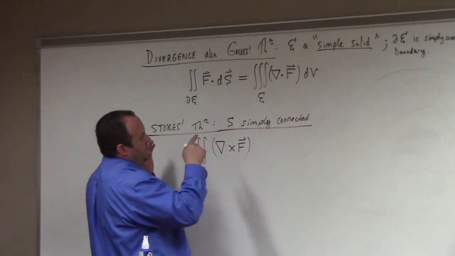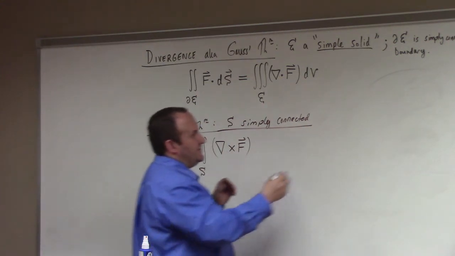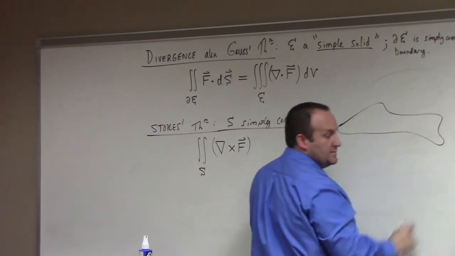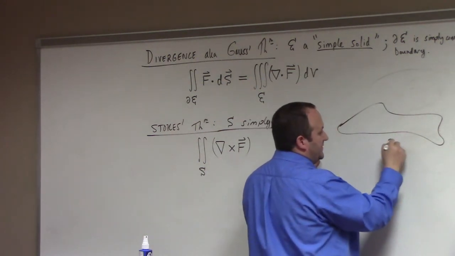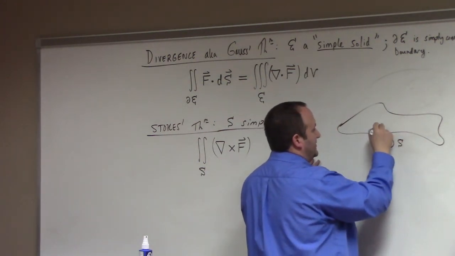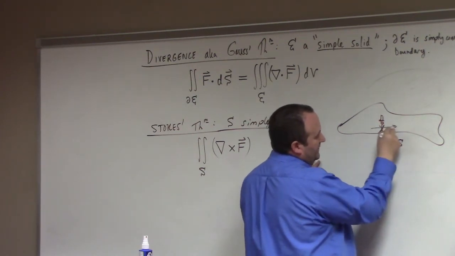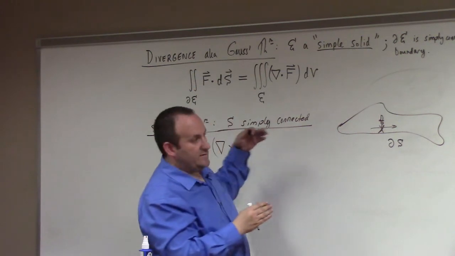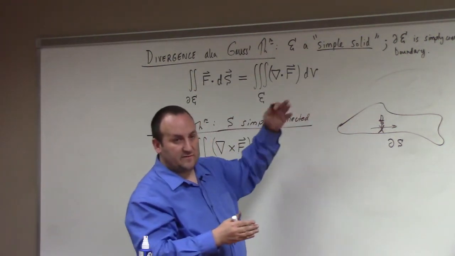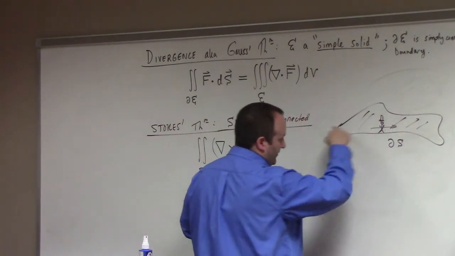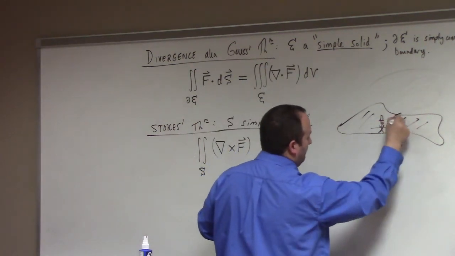So anyway, simply connected, which means this surface could look something like that. It's got no holes. And it's positively oriented, which means that if you think about little Mr. Top Hat here, walking along the edge, he's walking this way. Because he's got to be walking such that the surface is on his left. Okay? So that's the positively oriented boundary, like so.